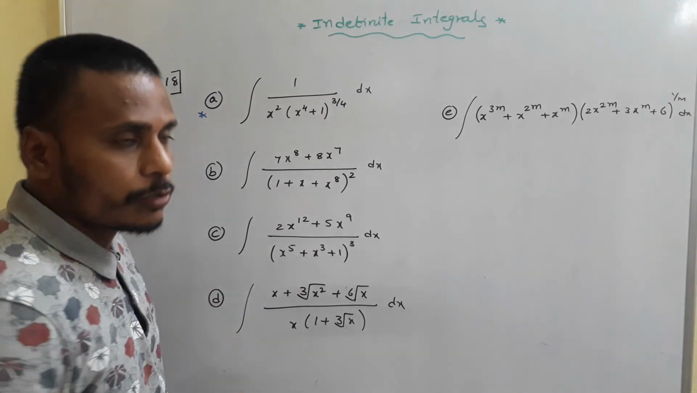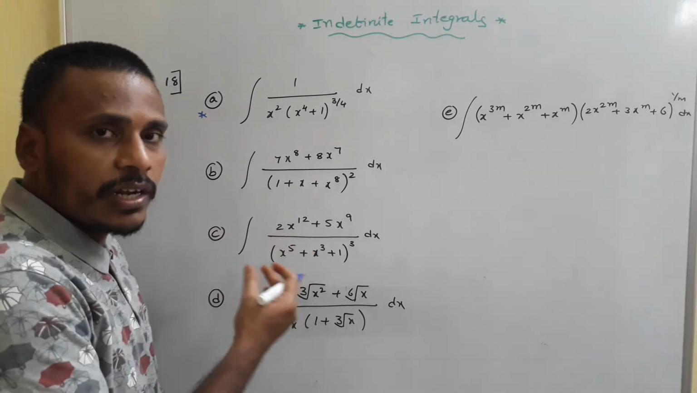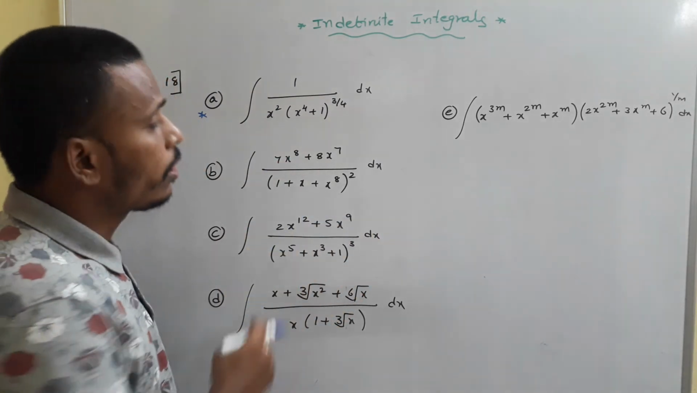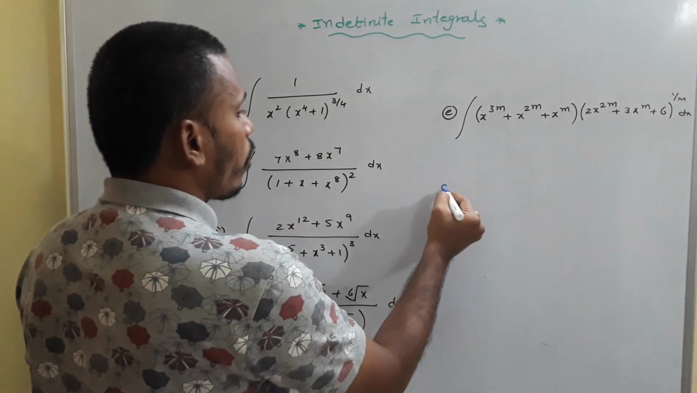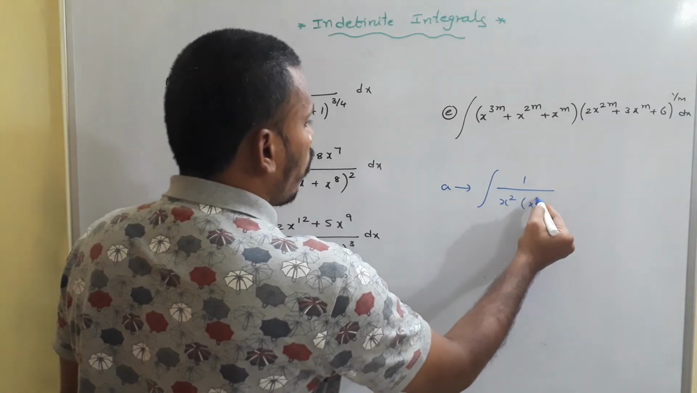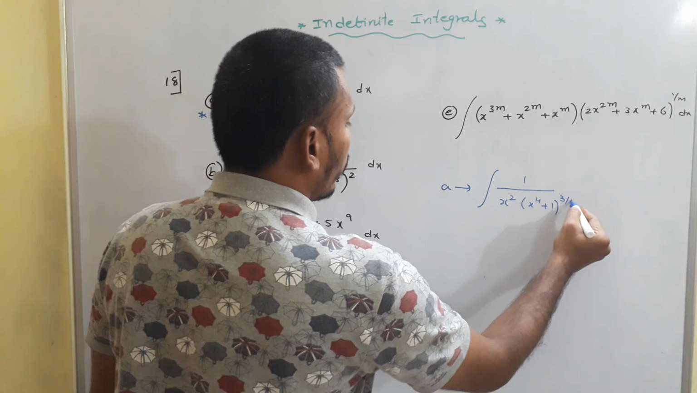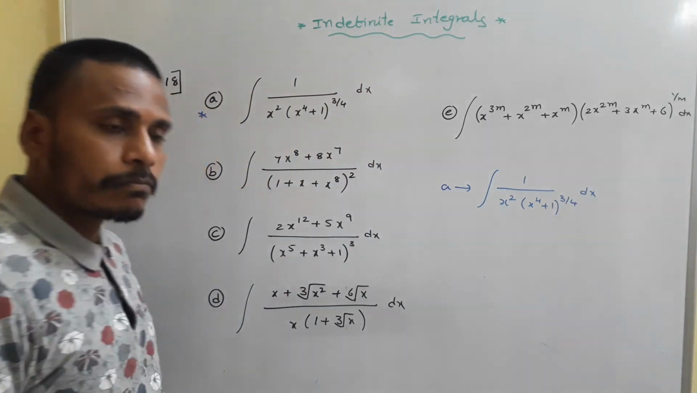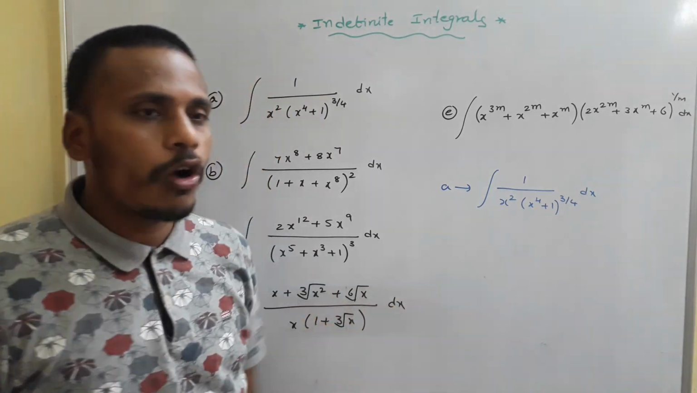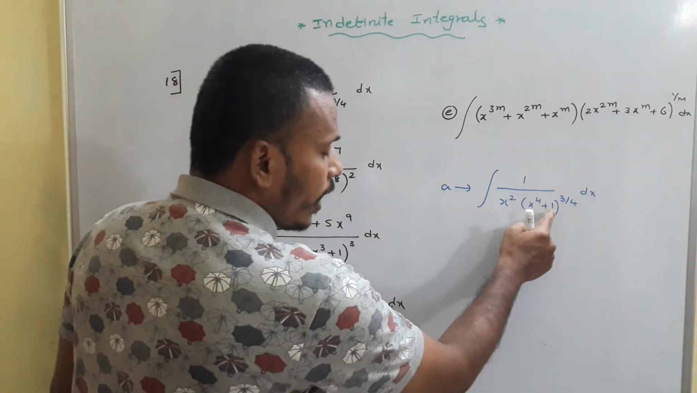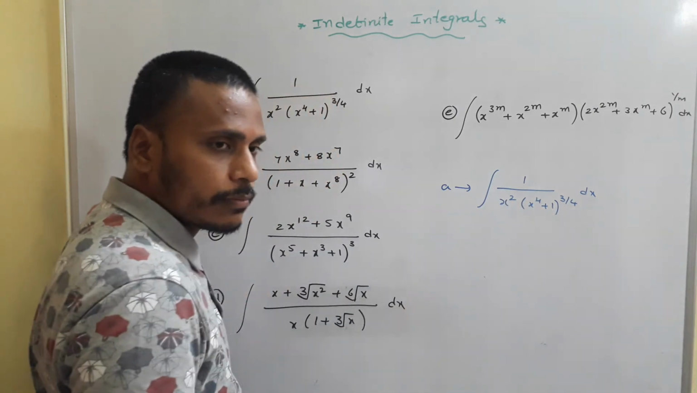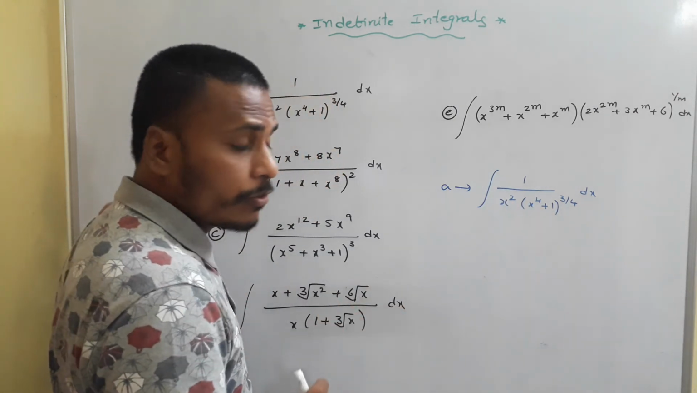So what is the hint for this first problem? As we discussed in the problems of the previous classes, we need to identify some suitable substitution. But how to identify a suitable substitution here? I am just mentioning a 1 by x square of x power 4 plus 1 to the power 3 by 4 dx. Actually, we don't have any chance to observe a direct substitution. So first you pick out x power 4 from these two terms. If you pick out x power 4 from these two terms, what will happen?